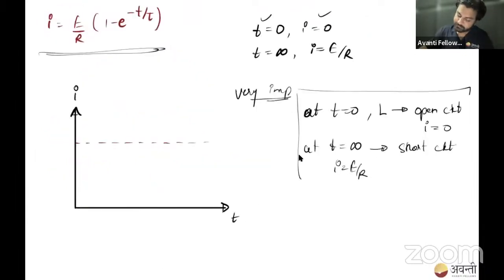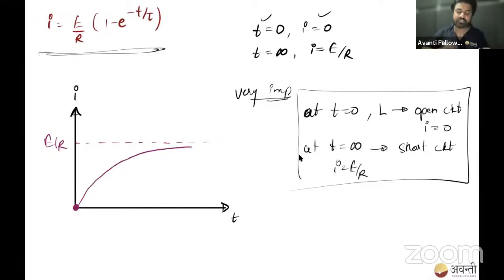And the graph: at t equals 0, I is 0, so the graph will start from here. And at t equals infinite, it is E by R. So this is E by R, the maximum value. The graph will go somewhat like this, which is an exponential graph of current and time.